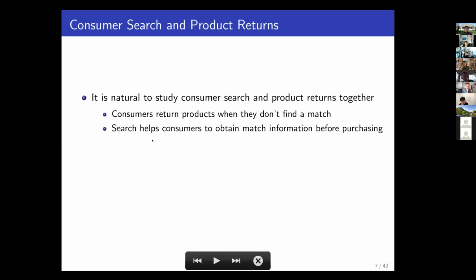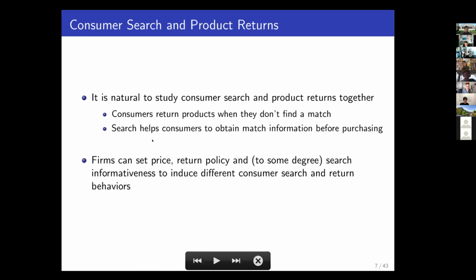It is indeed natural to study consumer search and product returns together, because consumers return products that don't match, and search helps consumers obtain match information before purchasing. So these two are quite interconnected. One would think that this question has been solved in the literature, but frankly, I did quite a bit of searching and couldn't find much except for one thing. So it seems that somehow this has escaped much attention. And during the talk, if somebody thinks of something that I don't know about but exists, I would really like to hear about that too.